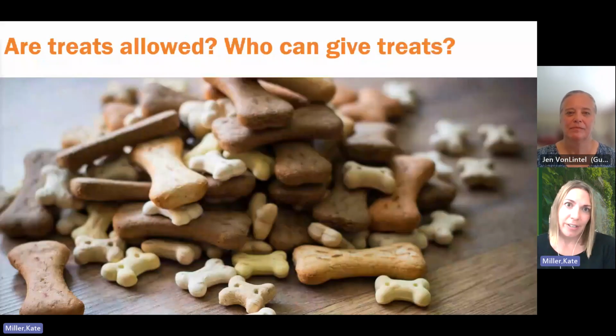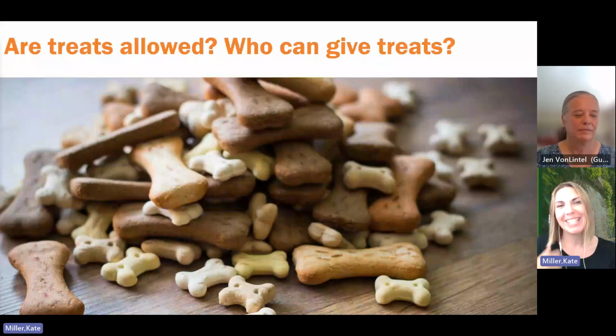And then are treats allowed and who can give treats? At HABIC, we definitely do use a lot of treats and we encourage using a lot of treats. We also have a very specific way to give treats, but it really depends on the organization. So some organizations might say there's no treats that are allowed to be used at all in the intervention, or they might say treats can be used, but only if the handler is giving the treats. Maybe they say the students cannot give the treats. So just finding out some specifics about those.